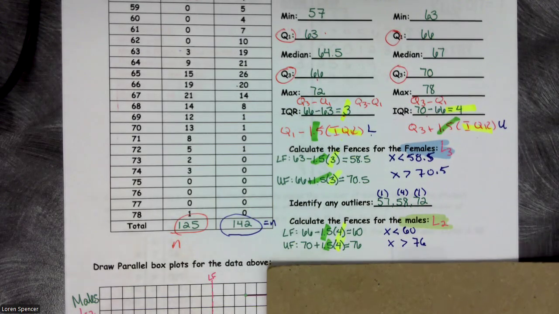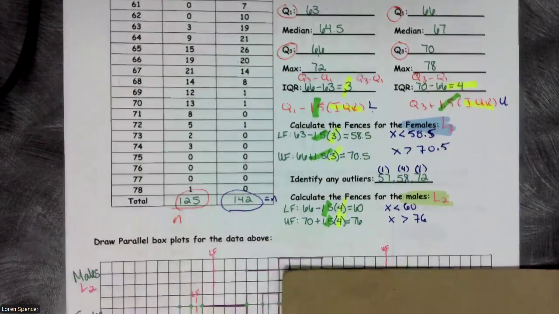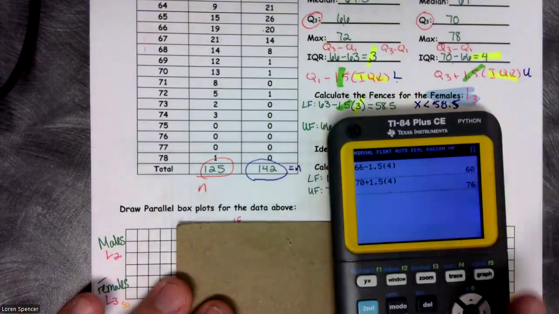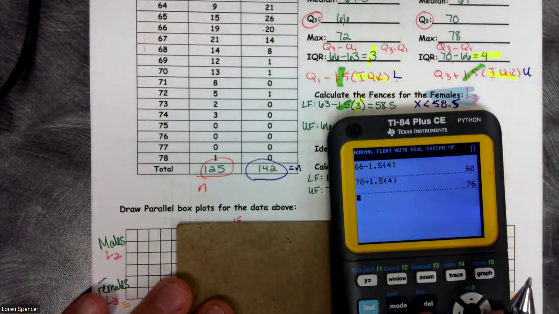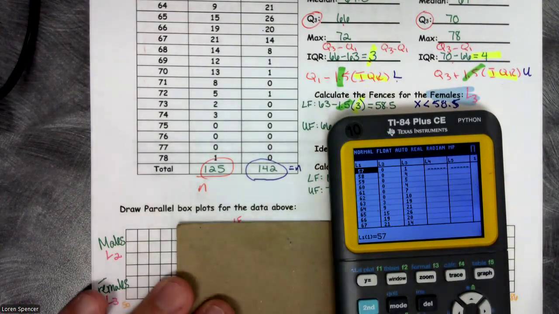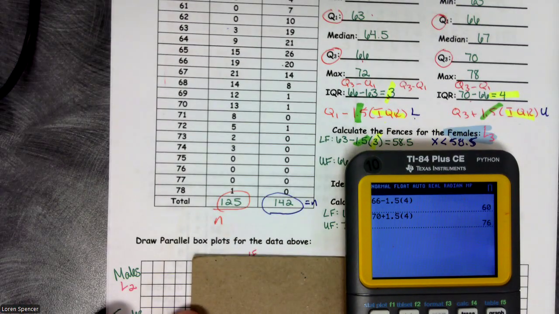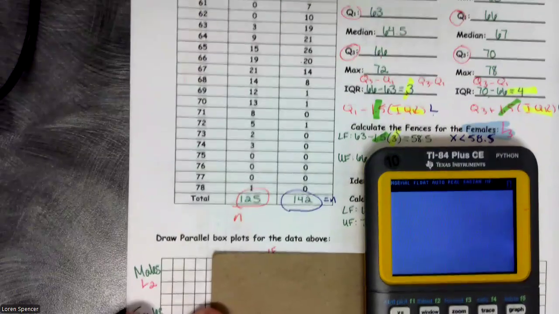So continuing on, it says draw parallel box plots. Well, to draw parallel box plots, I have to push a bunch of buttons, and I got to make sure I have the right calculator. I do. So that's the one with my data in there. And I'm going to go ahead and go to clear screen and clear everything out.